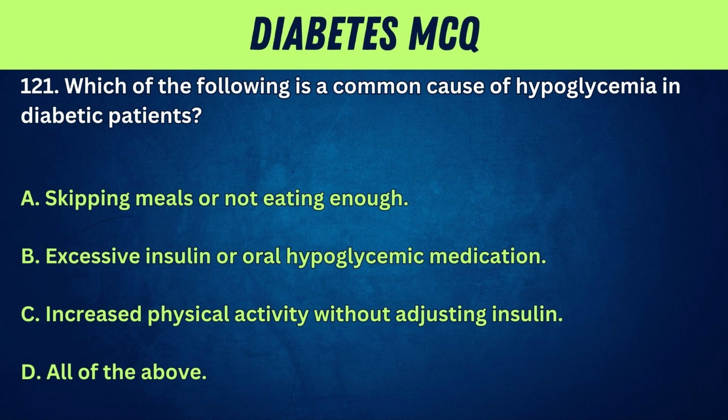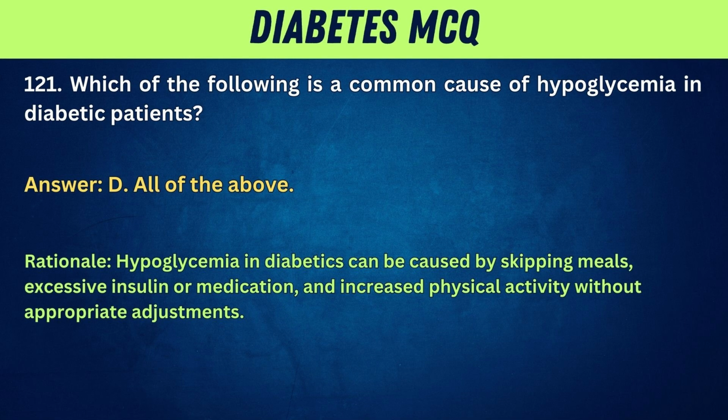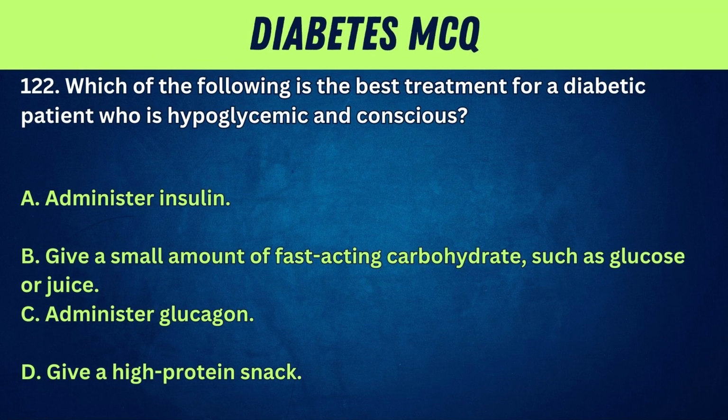121. Which of the following is a common cause of hypoglycemia in diabetic patients? A. Skipping meals or not eating enough. B. Excessive insulin or oral hypoglycemic medication. C. Increased physical activity without adjusting insulin. D. All of the above. Answer. D. All of the above. Rationale. Hypoglycemia in diabetics can be caused by skipping meals, excessive insulin or medication, and increased physical activity without appropriate adjustments.